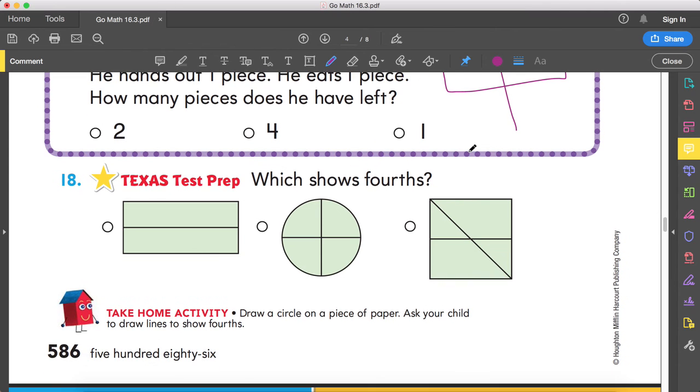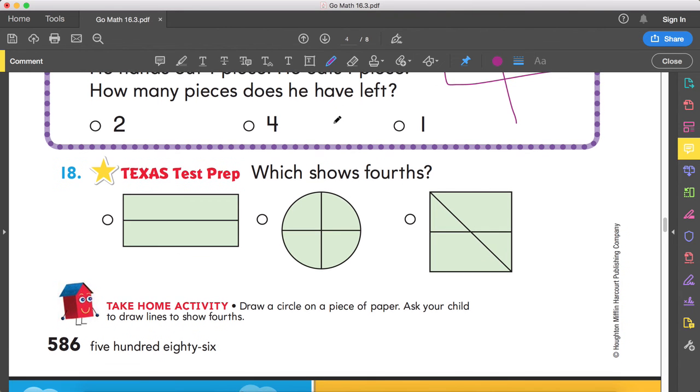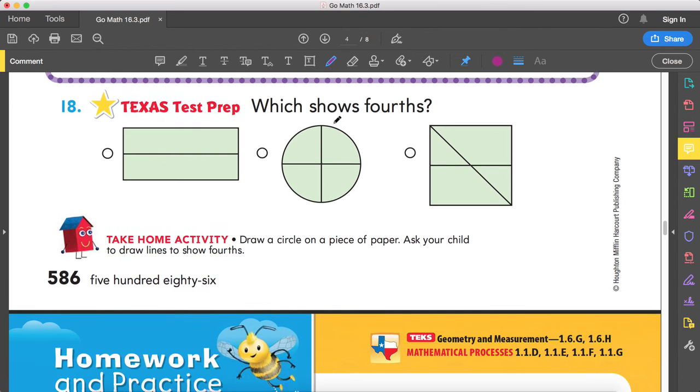Number 18, which shows fourths. It has to have 4 pieces, and it has to be 4 equal pieces. So if they're different sizes and different shapes, then they do not count.